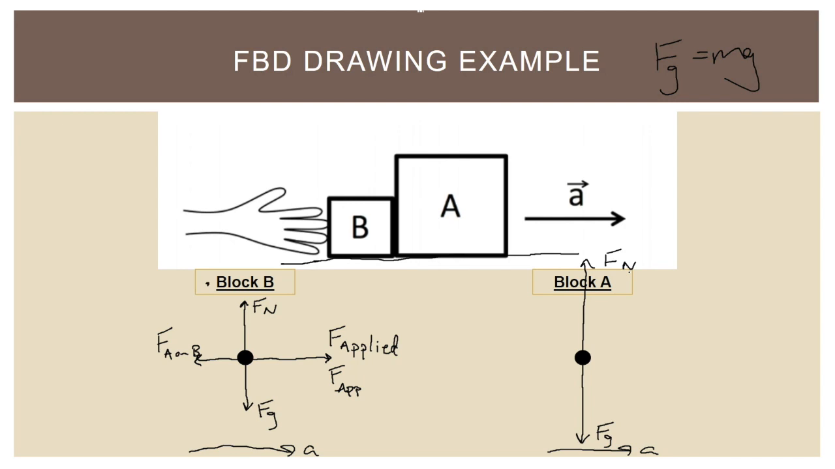And lastly, block A is interacting with block B because it's being pushed on by block B. And so now here's really just the big question. How long do we make the arrow for that force? How long do we make the arrow for the force of block B on block A? Well, we make it about this long.